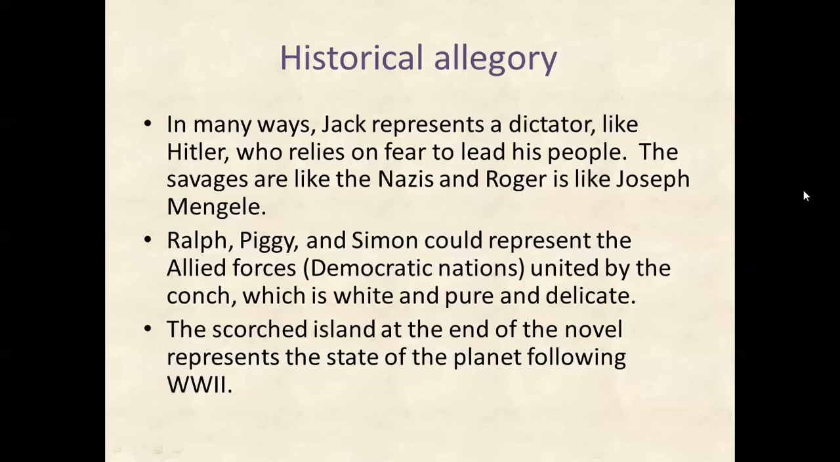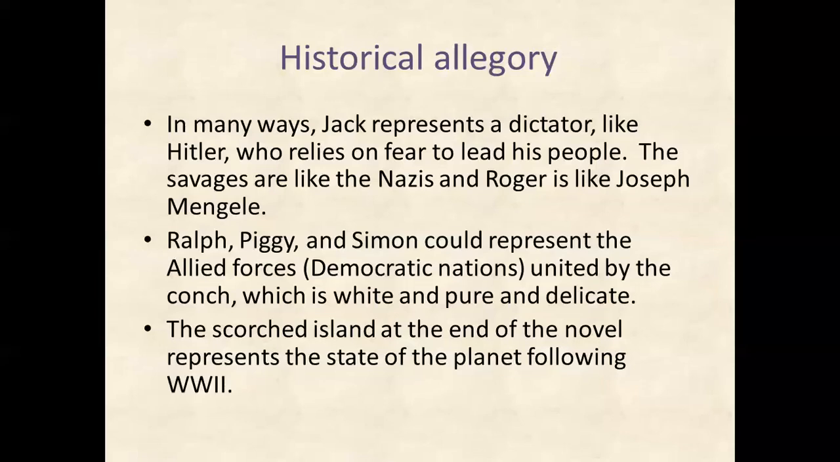Now, with the allegory of this novel, there's a couple of different ways you can look at it. There's a historical allegory where the characters represent specific people. So you can look at, in many ways, Jack representing this dictator, kind of like Hitler, who relies on fear to lead his people. That's his primary asset as a leader, is he's intimidating and he can bully people and he can make people afraid of him.